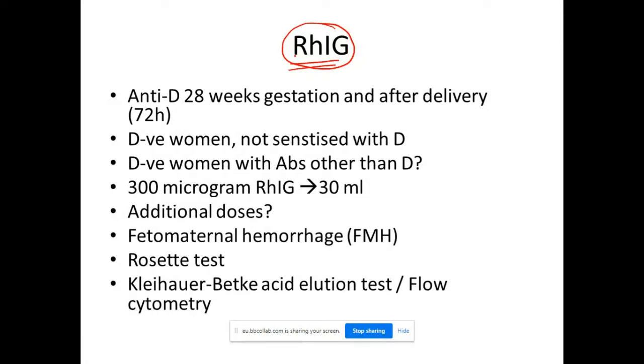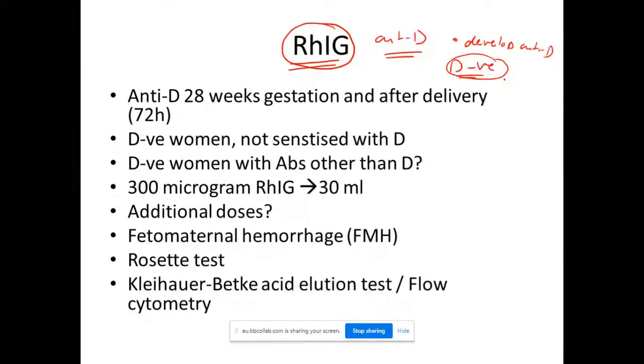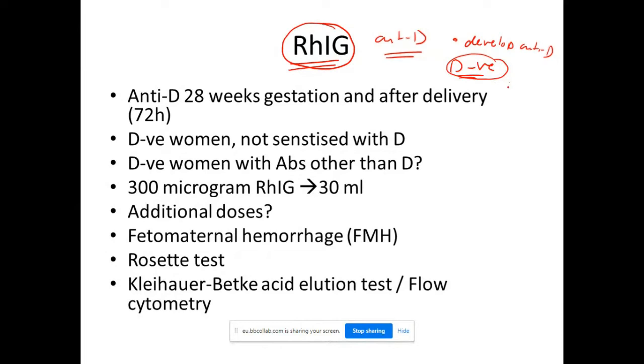RhIG is an injection. It's anti-D. This anti-D is given to pregnant women who are D negative in order to protect them from being sensitized. We don't want D negative women to develop anti-D. They found that when a D negative pregnant woman is given a ready-made anti-D, this protects her from being sensitized.